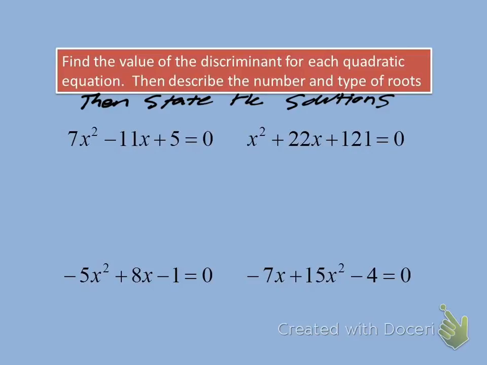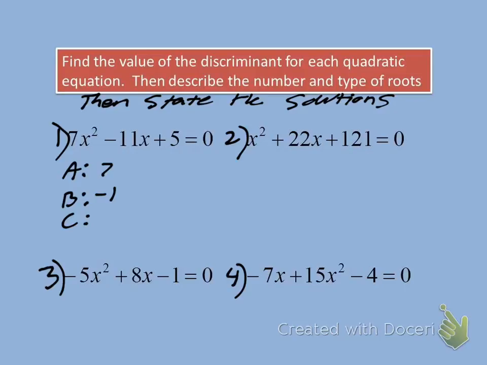So first one, 7x squared. Let's number these so you guys know what I'm talking about. 1, 2, 3, and 4. There we go. Okay, so the first one, 7x squared minus 11x plus 5. Let's first get A, B, and C. What's A in this case? What's B? What's C? 5. Good. 7, -11, and 5.